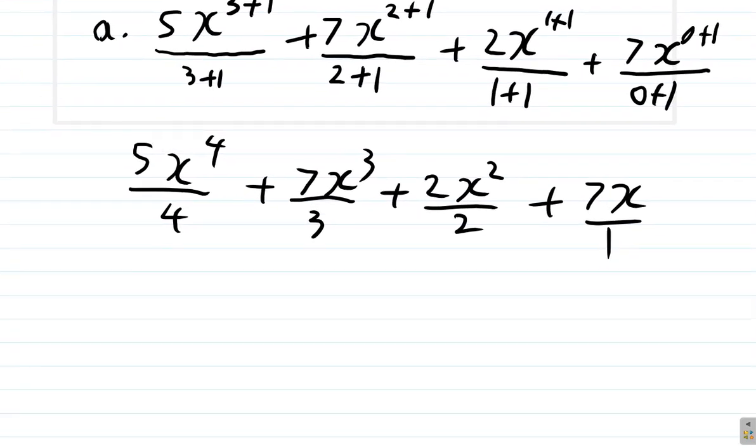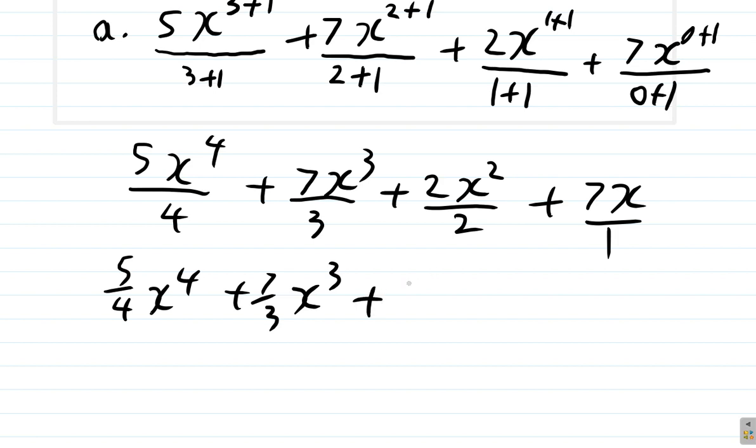So, another way you could write it is 5 over 4 x to the 4th plus 7/3 x cubed plus 2 cancels 2, so it's just x squared plus 7x. 7x divided by 1 is just 7x. So that's the integral. Alright?